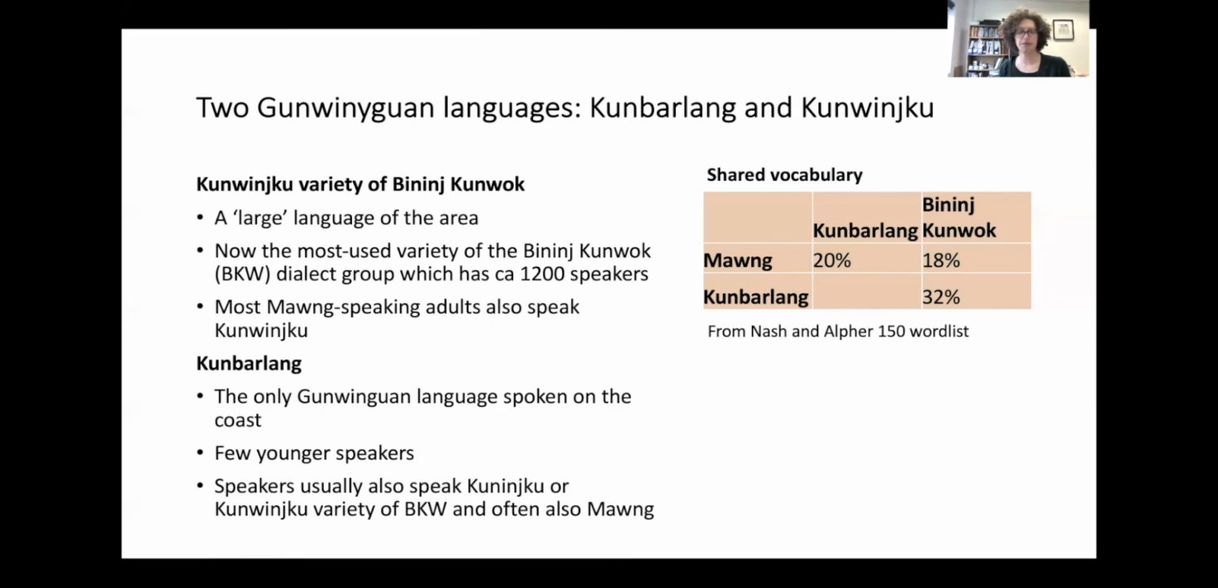So it becomes a bit of a lingua franca in some sense. Kunbarlang has few younger speakers, but it's fairly well documented, and there's still some speakers. Kunbarlang speakers usually also speak Kunwinjku or Gunwinyguan, two varieties of Bininj Kunwok, and often also speak Mawng if they live up Warrawee.